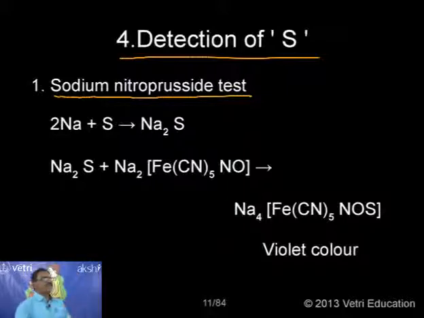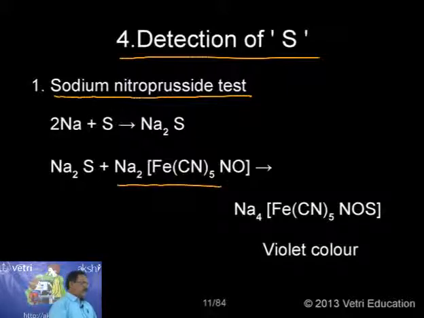This is a very, very sensitive test and the most important test also. What is the sodium nitroprusside test? Take just 1 ml or less than 1 ml of sodium fusion extract, add just 1 drop of sodium nitroprusside. Formula: Na2[Fe(CN)5 NO]. Sodium nitroprusside, because we find NO. So Na2[Fe(CN)5 NO]. This is the sodium nitroprusside formula.